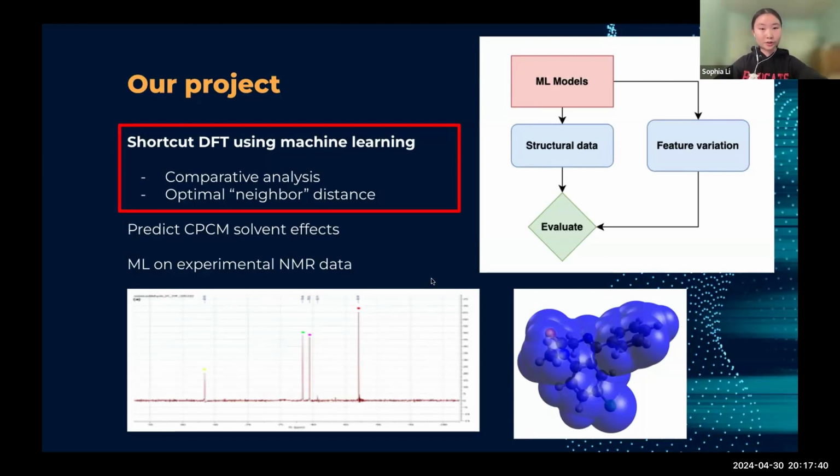Another future phase of our project would be considering that DFT is an approximation of NMR chemical shifts. So we would attempt to use machine learning to predict experimental NMR chemical shifts instead.